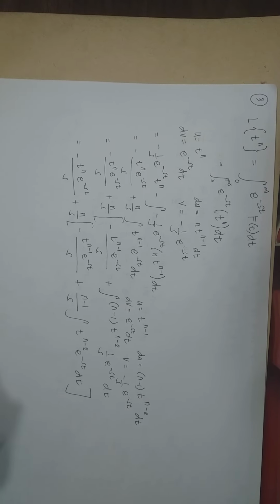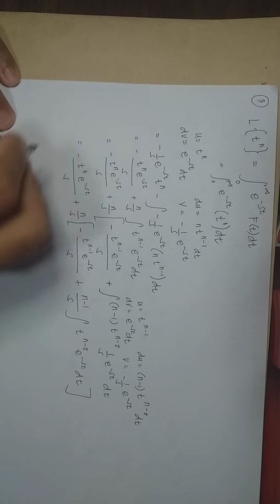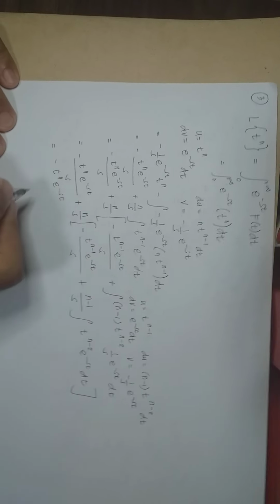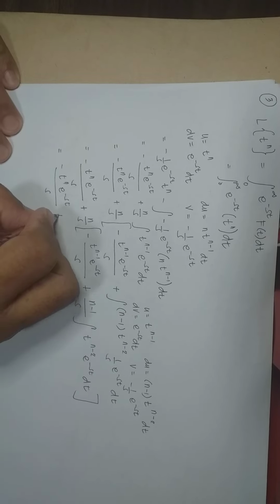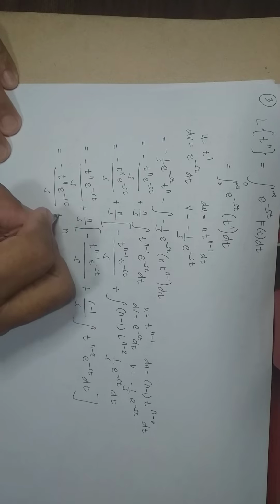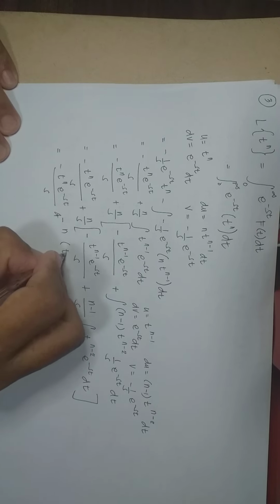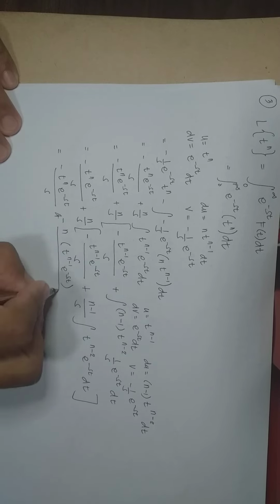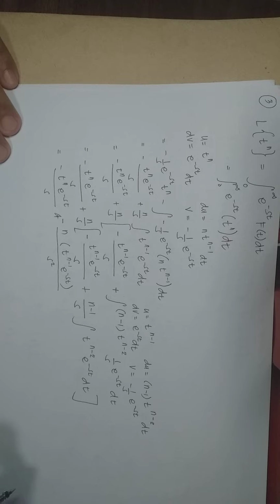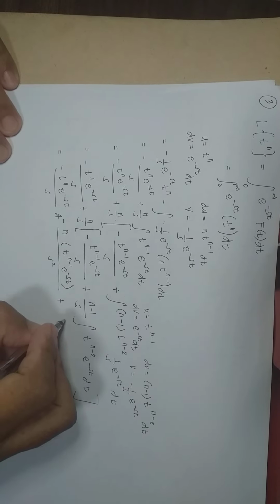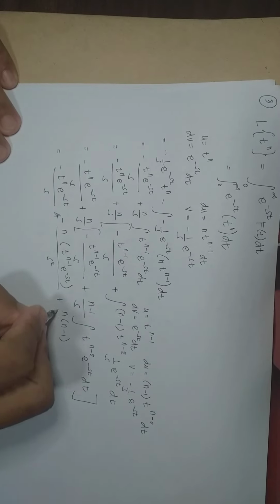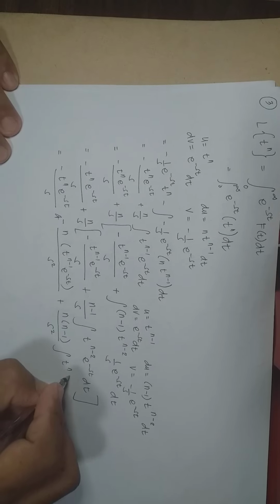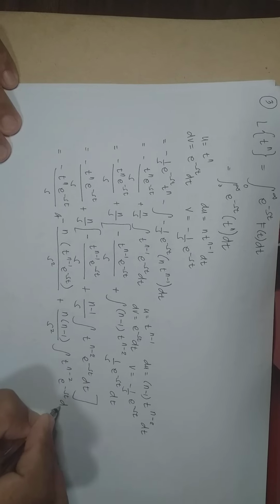Okay? So what are we going to do here? So, negative t raised to n e to the negative st over s plus n, this must be negative n times t raised to n minus 1 e to the negative st all over s square, okay, plus n times n minus 1 over s square, okay, the integral of t raised to n minus 2 e to the negative st dt.